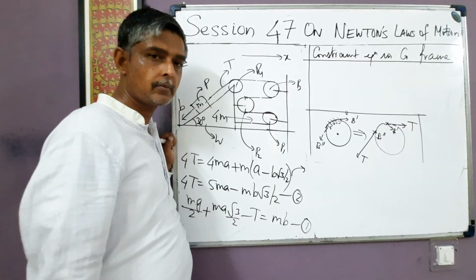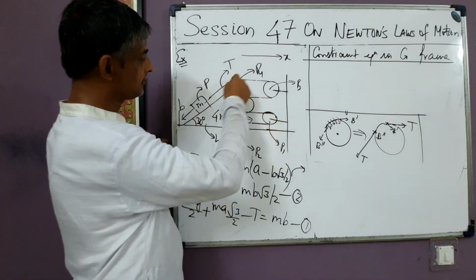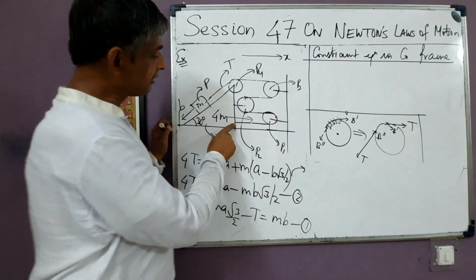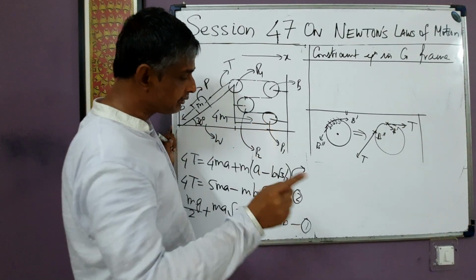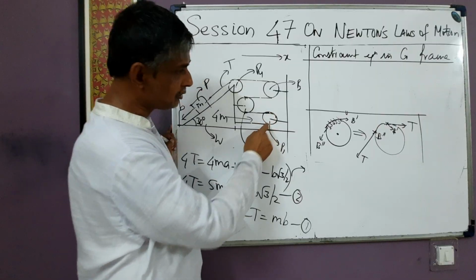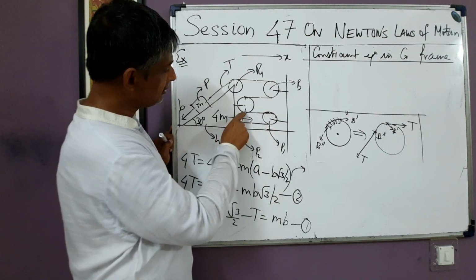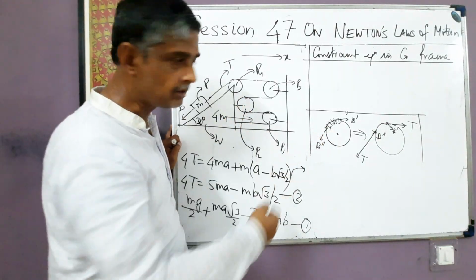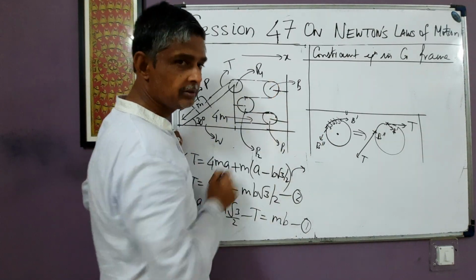Now see, this string is the only string in the problem. This string is in contact with the wedge at this point. It is in contact with pulley P1 at effectively 2 points, the topmost point P dash and the bottommost point P double dash. Then it is in contact with pulley P2 at effectively this point and this point, as I have explained just now. This string is in contact with pulley P3 at effectively this point and this point.